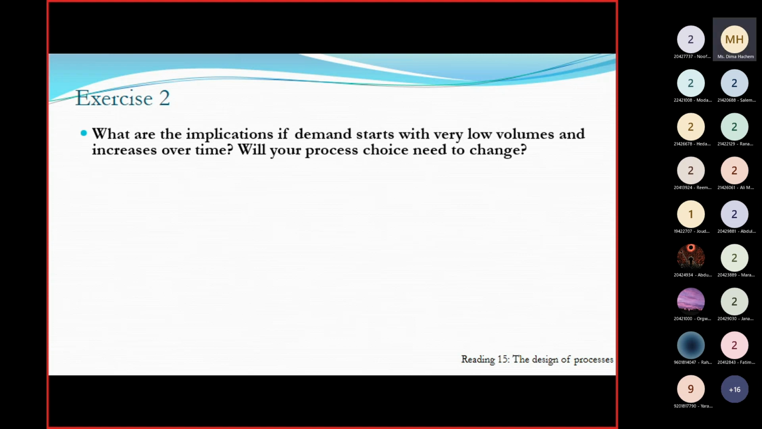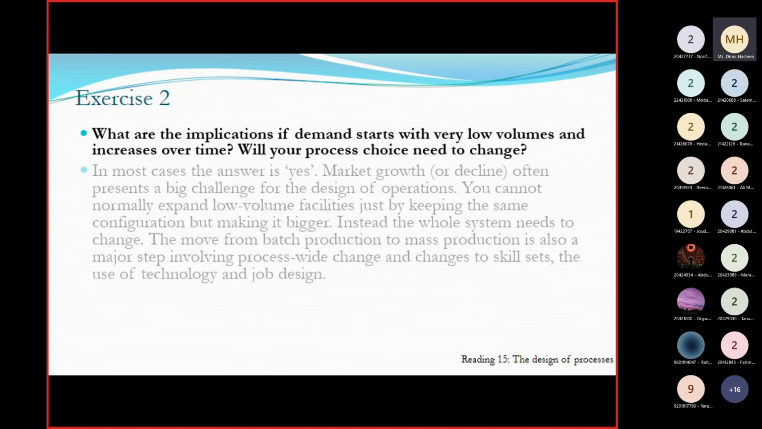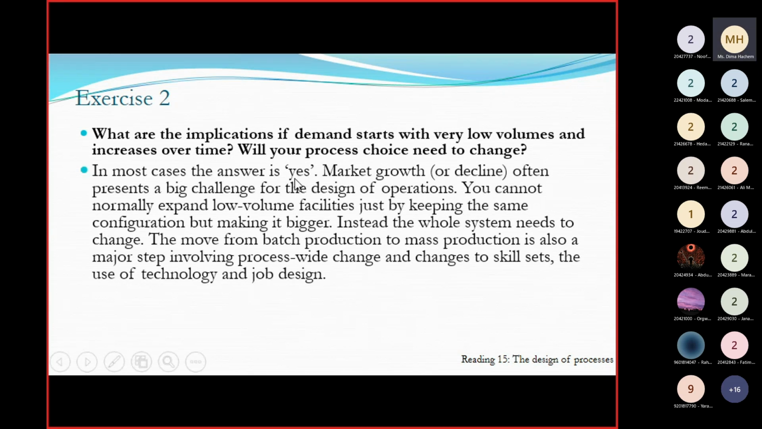So if you had a low volume and then the demand for your product increased, you have higher volume, maybe you might want to buy more machines. Maybe you will want to hire more people to be able to make this higher volume. Maybe you want to rent a bigger place. Okay, so in most cases, the answer is yes. Yes, you will change your process as your demand is increasing.